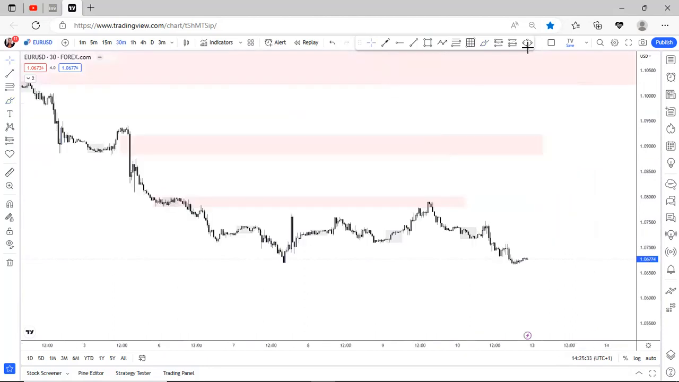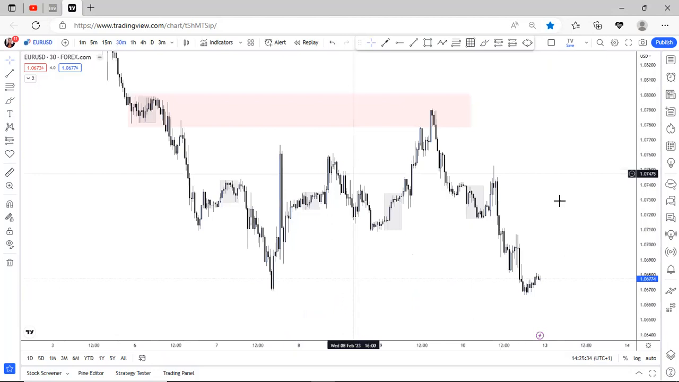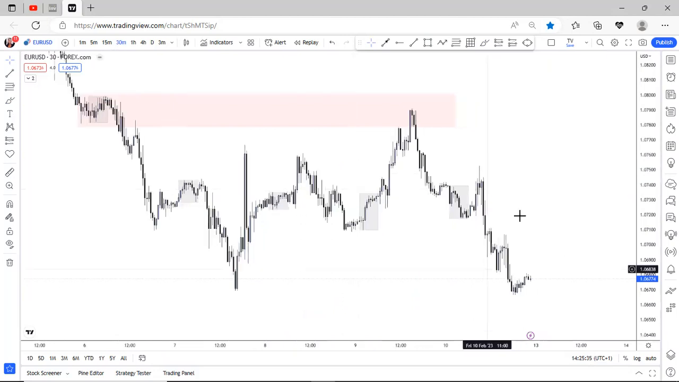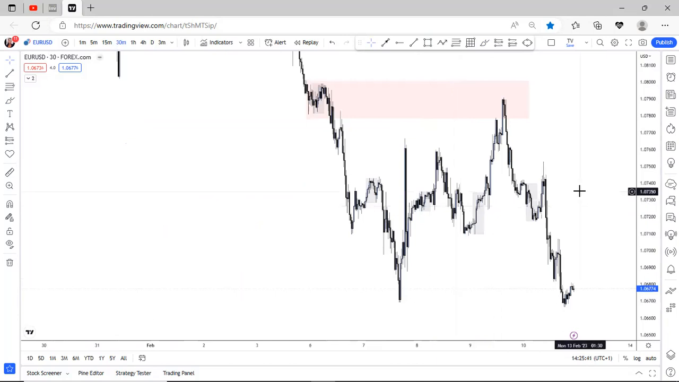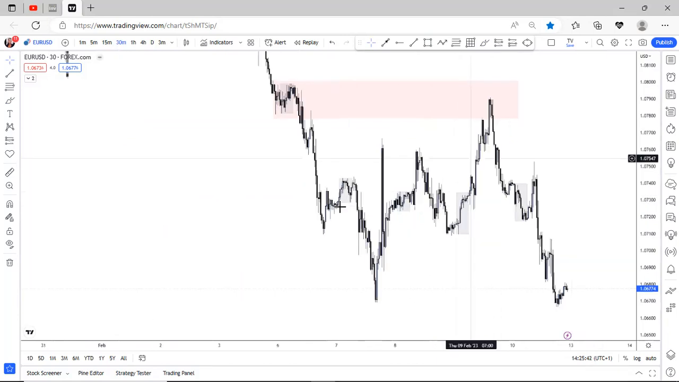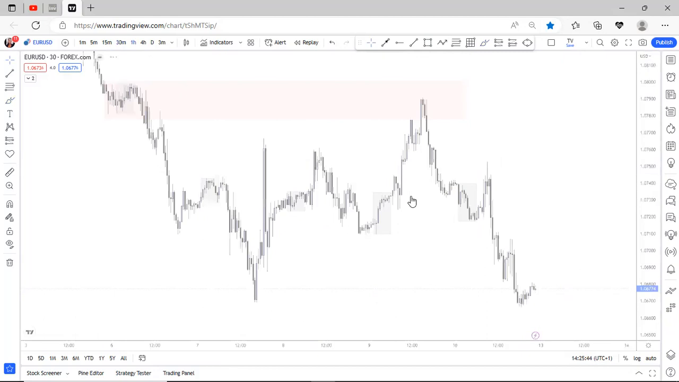So just right here, we can see I actually missed out on this sell trade on EURUSD, but I was able to get the trade on GBPUSD. So let me go to the 1 hour time frame.